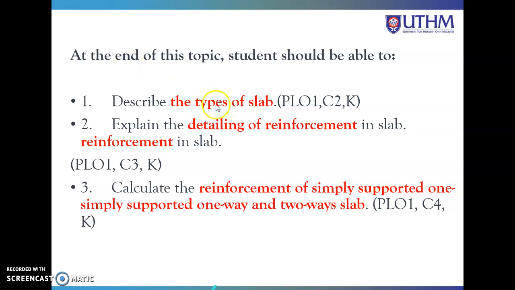Okay, so at the end of this topic, students should be able to describe, first, the types of slab. Okay, then second, explain the detailing of the reinforcement in the slab. Okay, the third is able to calculate the reinforcement of simply supported one-way or two-way slab. Okay, so saya harapkan by end of this topic, tiga point ni kita dah achieve.